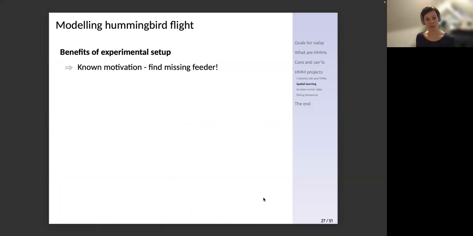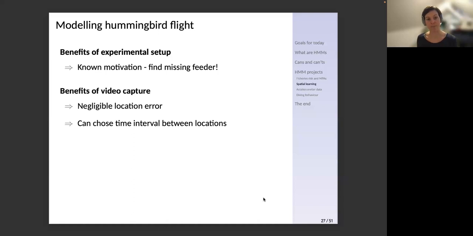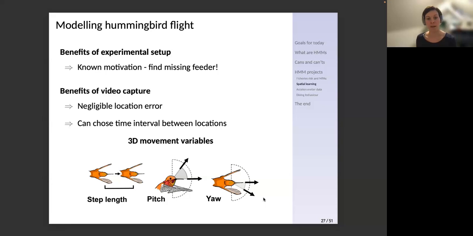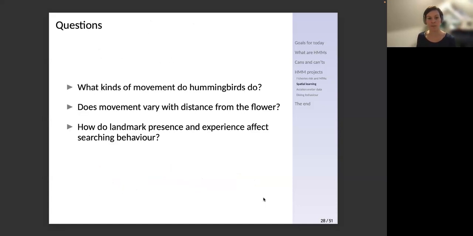So the benefits of an experimental setup is that we know what the motivation is. They learn to feed from a feeder, and then in the experiment, they removed the feeder, so the birds were looking for it. The benefits of video capture is that we don't have location error, and we can also choose the time interval between locations. Here we chose 1 second because the birds move so fast. So we had 3 movement variables. We had step length, pitch, and yaw. Pitch is nose up and down, and yaw is nose side to side.